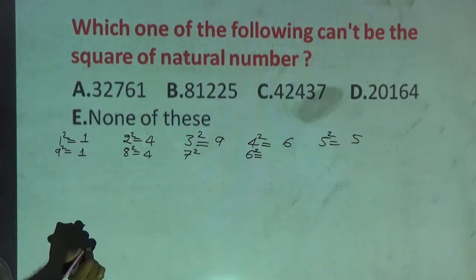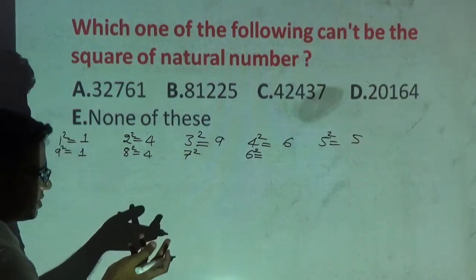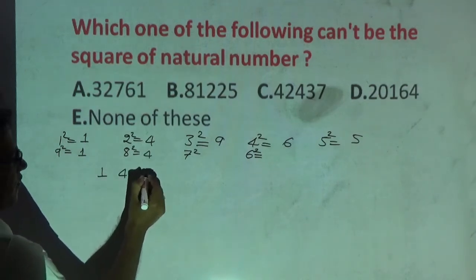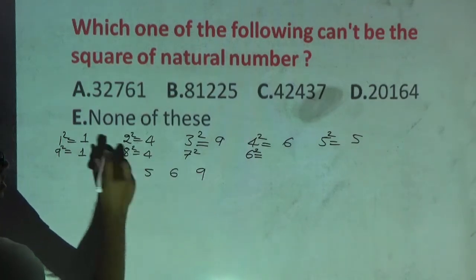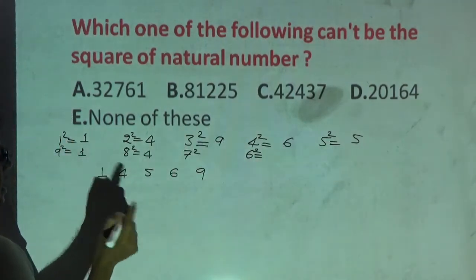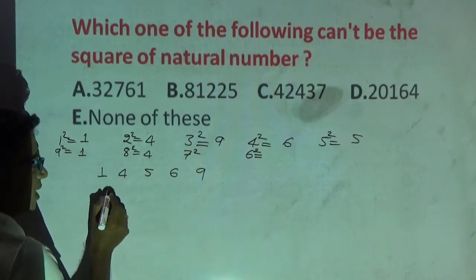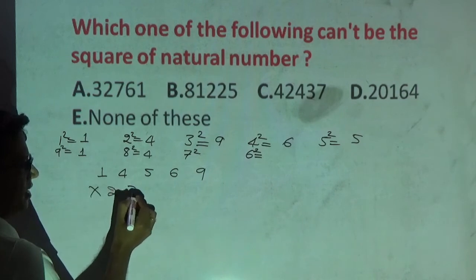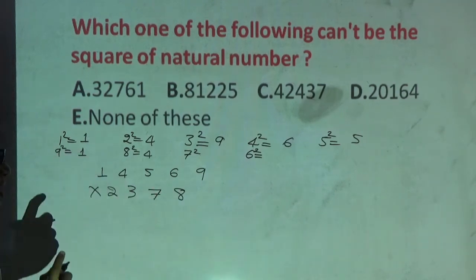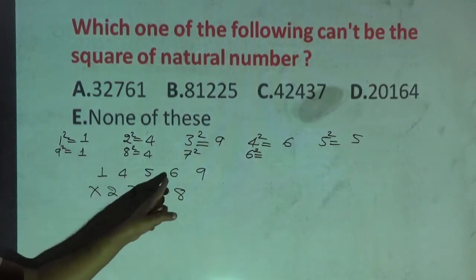Now please see here, for natural numbers from 1 to 9, the square will end with either 1, 4, 5, 6 or 9. The square of any natural number cannot have 2, 3, 7 or 8 in the units place. The square of any natural number should have 1, 4, 5, 6 or 9 in the units place.